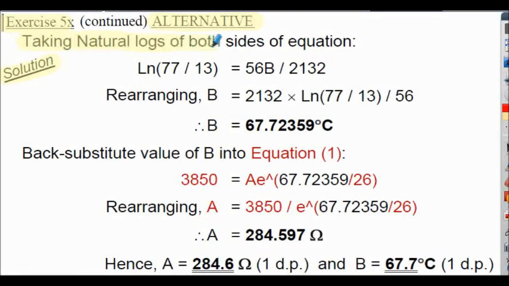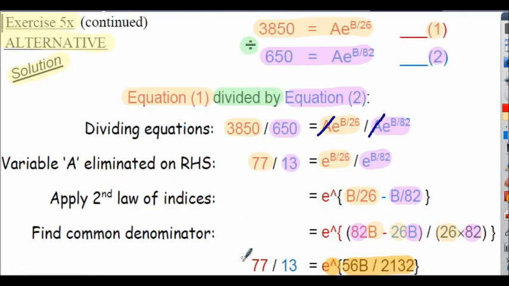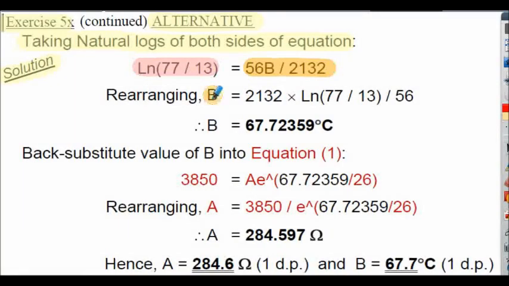So now we're taking natural logarithms of both sides of the equation. On the left hand side we have ln of 77 divided by 13 from our previous slide. On the right hand side, applying a natural logarithm is the inverse operation to the exponential, so we cancel this exponential to leave us with the exponent 56b divided by 2132. What we do on the next line is simply rearrange for b, so we multiply both sides by 2132, divide both sides by 56, so that leaves us with b is equal to 2132 times the ln function divided by 56. So b evaluates to 67.72359 degrees C, which of course we had in our previous solution.